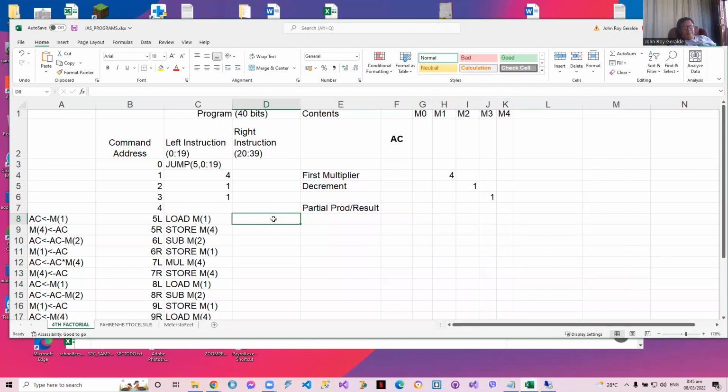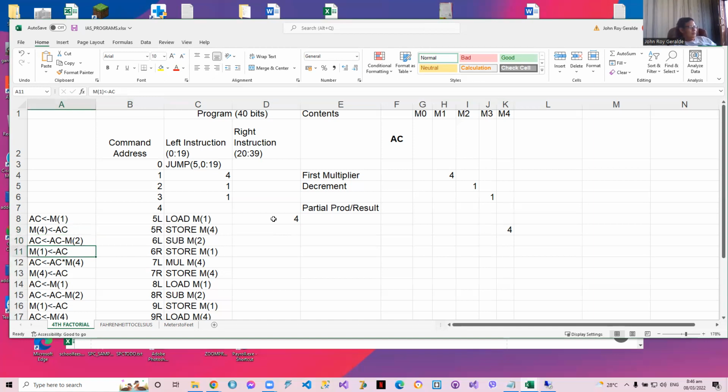Load M1. What's M1? Anyone? What's M1? 4. Store M4, which means we are going to store it here as the first partial product. Okay. Sub M2. So, ito yung ginagawa nyo. When you say load M1, AC receives M1. When you say store M4, M4 receives AC. This is the micro instruction, no? This is the program. This is the micro instruction. Okay. The arrow means receive.